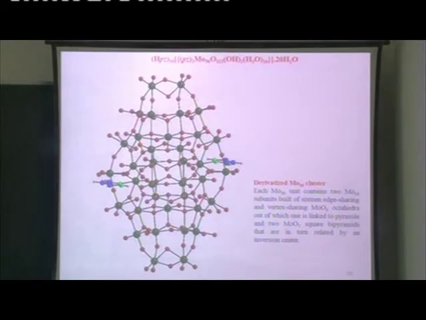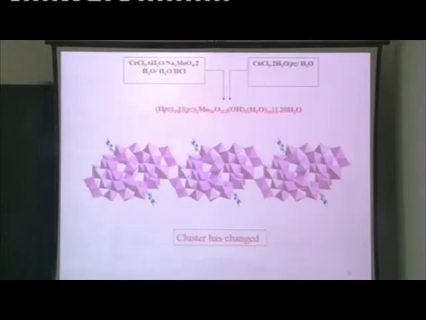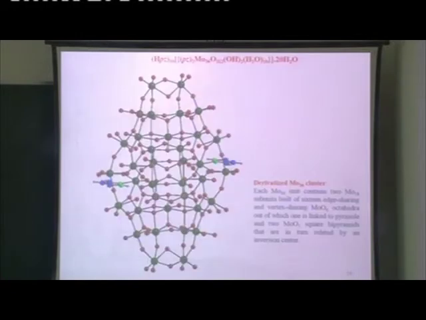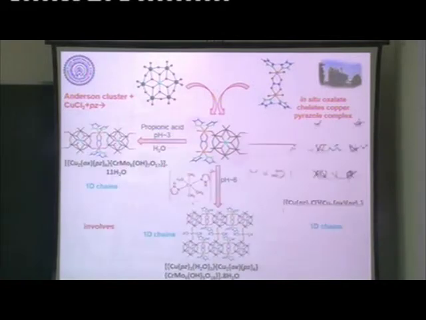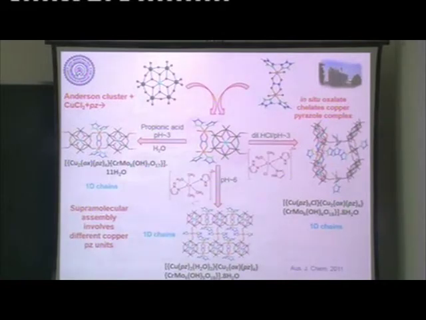What is important over here in comparison to the other one? Over here and here, your copper doesn't figure in the product. You understand? The copper does not figure in the product. Now, the counter ion is the protonated pyrazole. This is a little complex, but anyway, I have to complete the story.